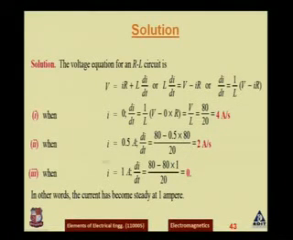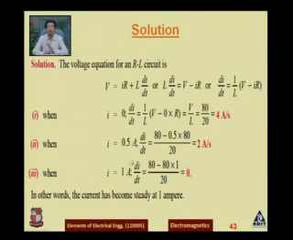Now when the current is 0.5 ampere, what will happen? The rate of rise of current, di by dt, we can find by putting the value in this equation. We find that it also becomes half. Now for the case when the current is 1 ampere, the rate of change of current is equal to 1 upon 20 multiplied by (80 minus 80 times 1), so it will be 0. In other words, the current has become steady at 1 ampere.